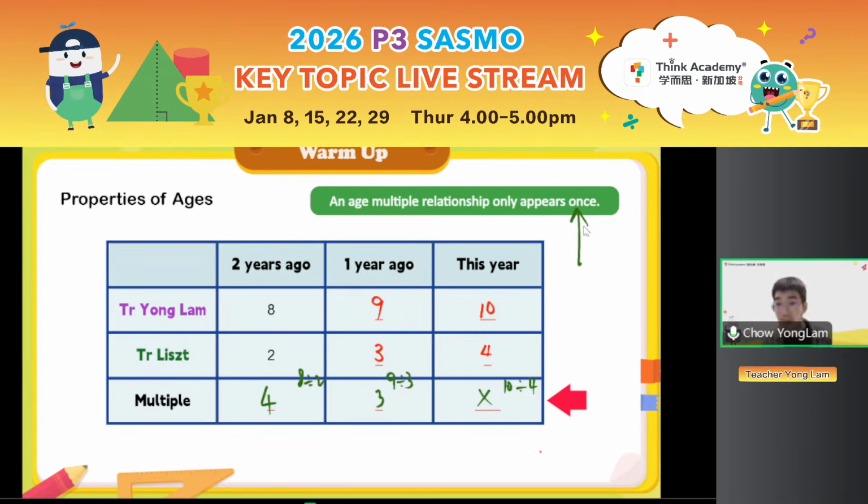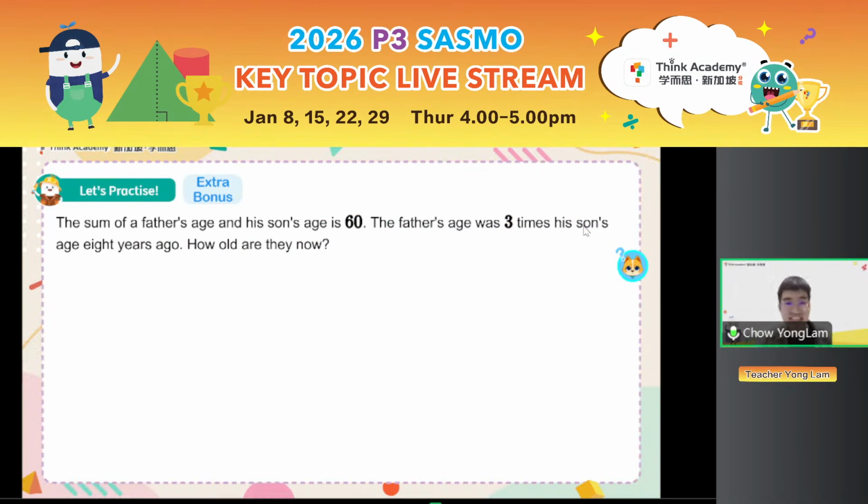Which is why, especially in age problems, the age multiple is more important. When you see an age multiple relationship, always focus on it first. All right. So age multiple is the most important. With that, let's take a look at some practice problems. For example, question 4 on your handouts.